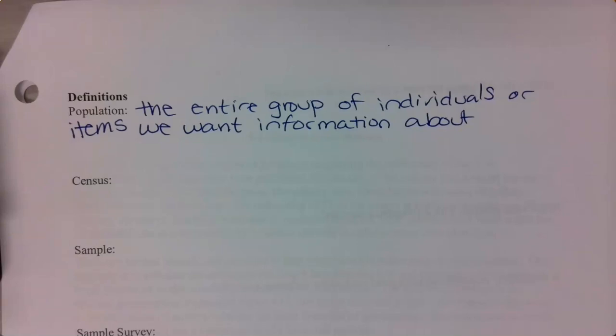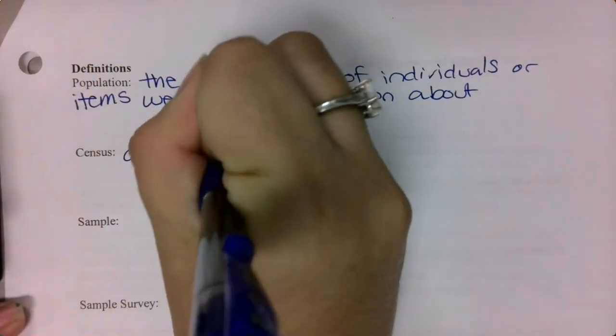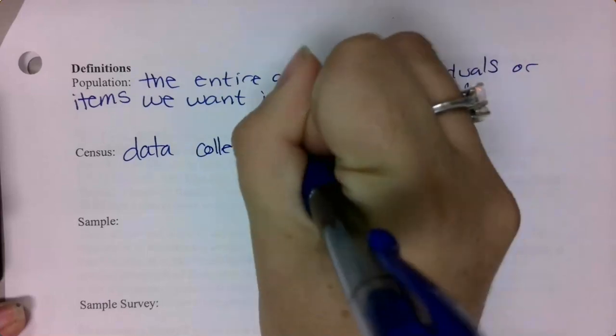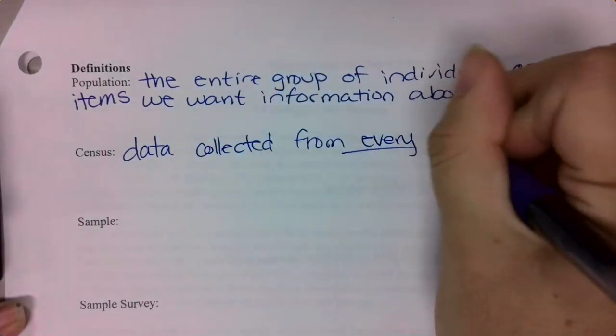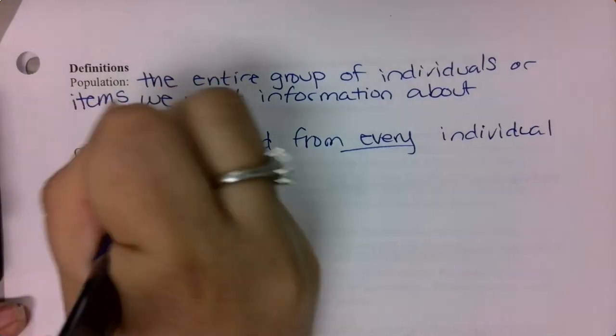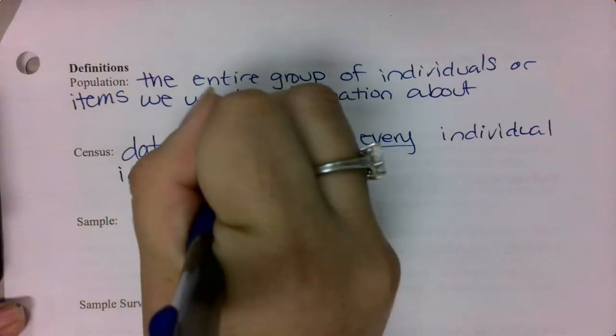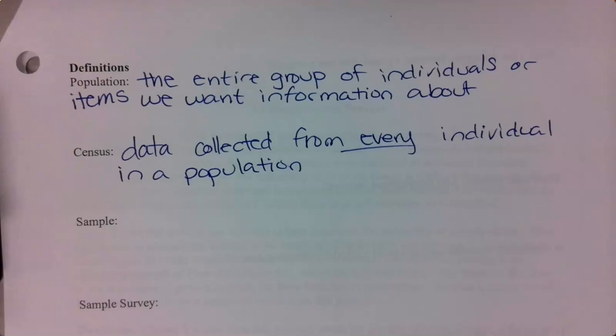Okay, so the next word is census. This is data collected from every individual in a population. So an obvious example of this is the U.S. Census that goes on every 10 years. That's why they go door to door and harass people who don't answer.